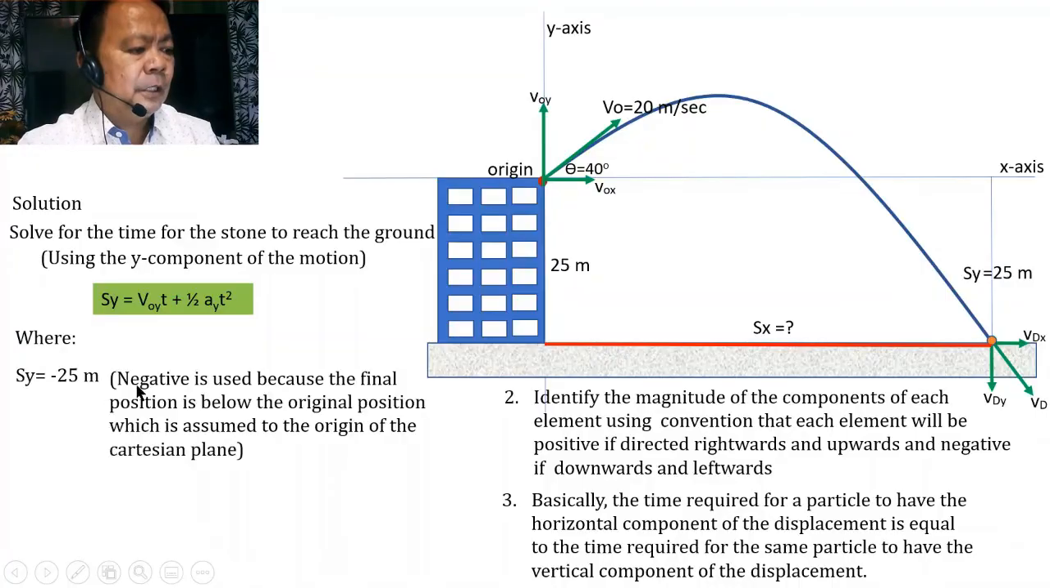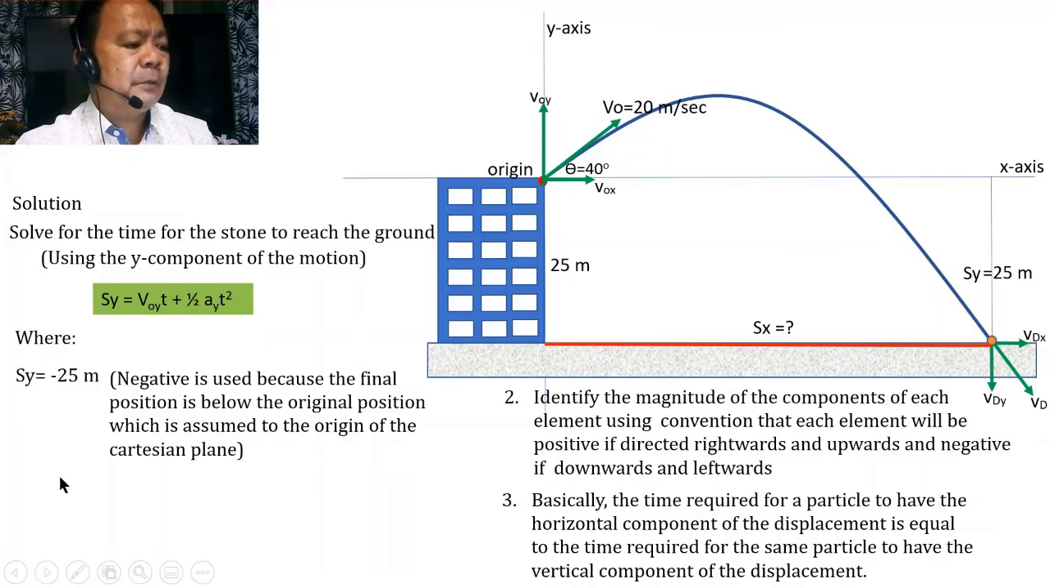So sabi dito, negative is used because the final position is below the original position, which is assumed to be the origin of the Cartesian plane. Ito kasi yung ating original position will be treated as the origin of the Cartesian plane. So what else?